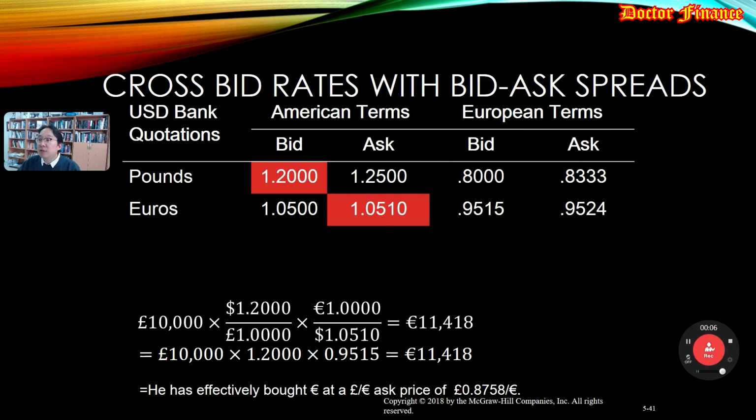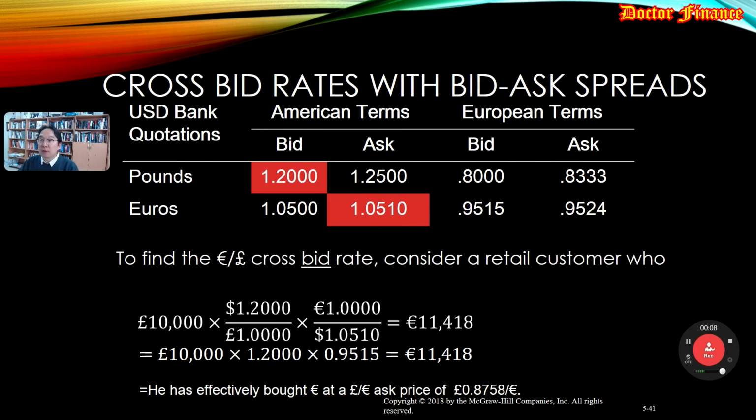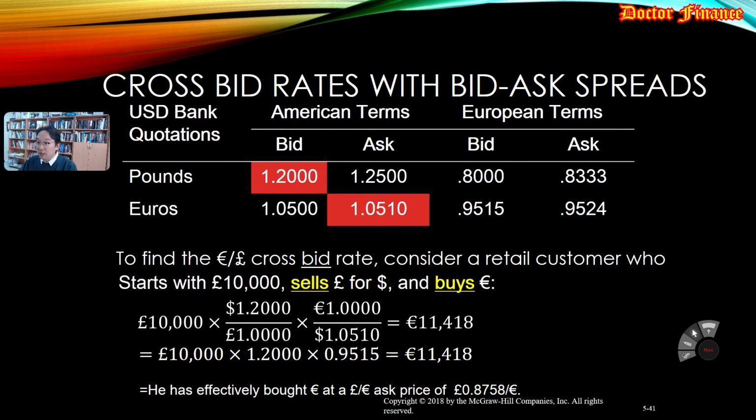Now here's an example of cross bid rates with bid-ask spreads. Let's say you are trying to find the cross bid and ask rates between the British pound and euros, right? But what you start with is the bid-ask prices of these currencies against US dollars, respectively, okay?